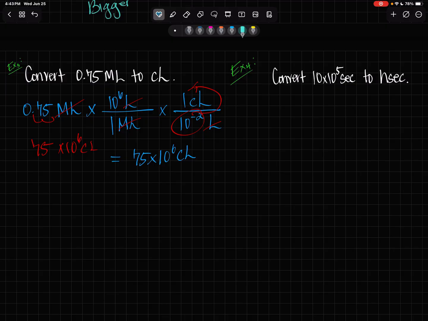You're going from megaliters to centiliters. So you're going from bigger to smaller. So your numbers should get bigger than what you started with.